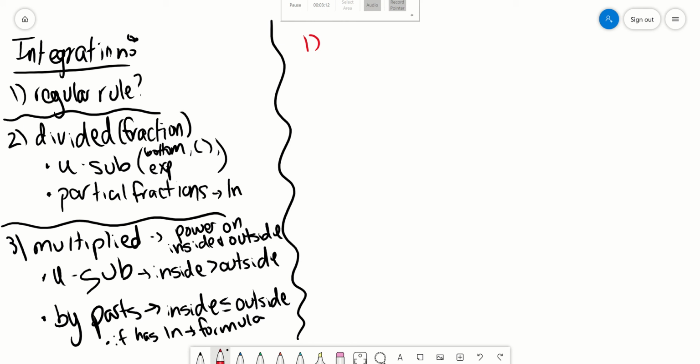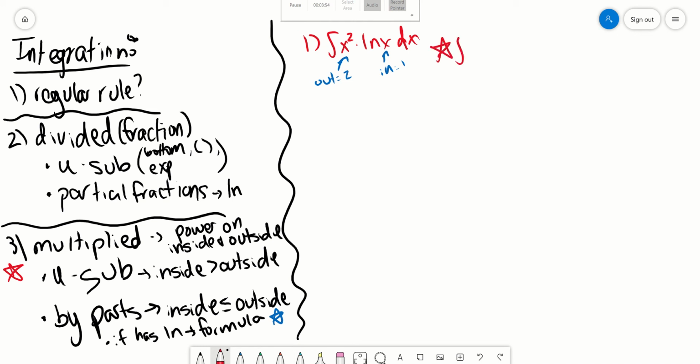so let's first look at integrating x squared ln of x dx. Right off the bat, it should be pretty obvious that's not a regular rule. We have things that are multiplied together, so we're going to jump down here, and we want to compare the inside power with the outside power. The inside power is 1, the outside power is 2. So the inside is less than or equal to the outside, which means we're going to use by parts. And since it has an ln, we get to use the formula.